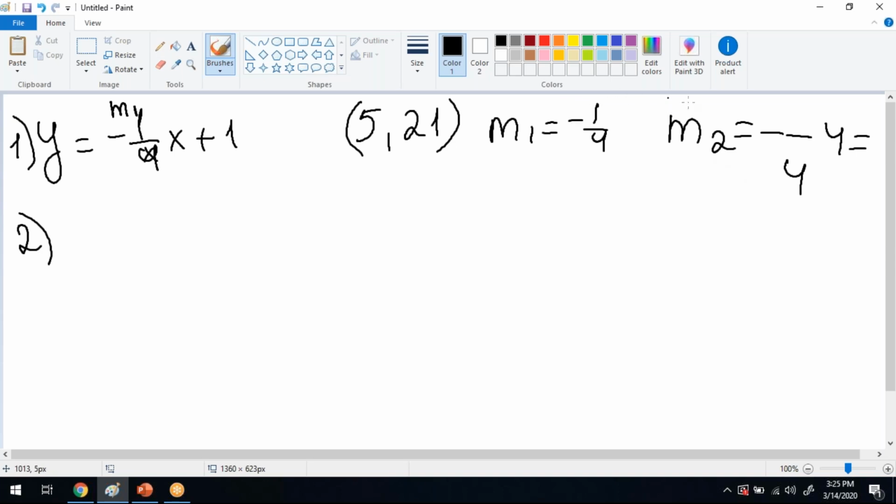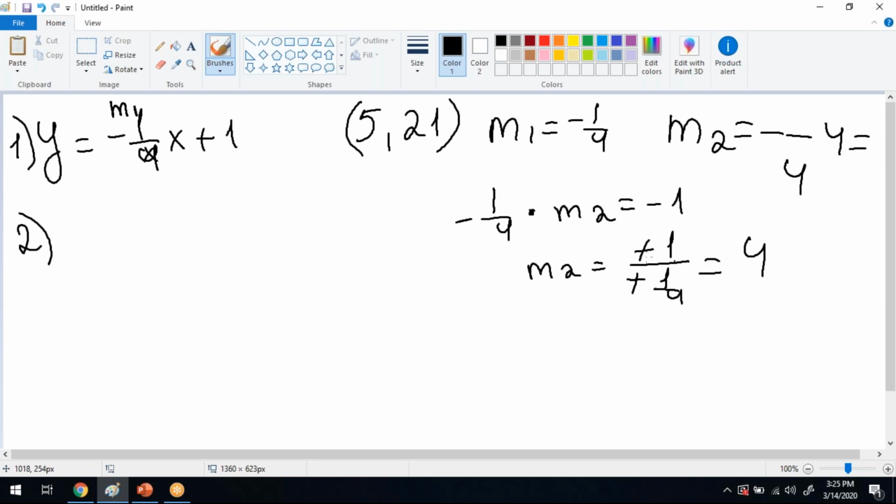Just understand that in this case if it's negative, then it will be positive. If it's positive, this will be negative. They're always with opposite signs. And if one of them is a fraction, the other one will be a whole number, or it can be a fraction as well. So negative 1 over 4 times M2 should give us negative 1. So M2 will be negative 1 divided by negative 1 over 4. Negative, negative will cancel each other out, and this will be just 4. So in both cases, we get 4.